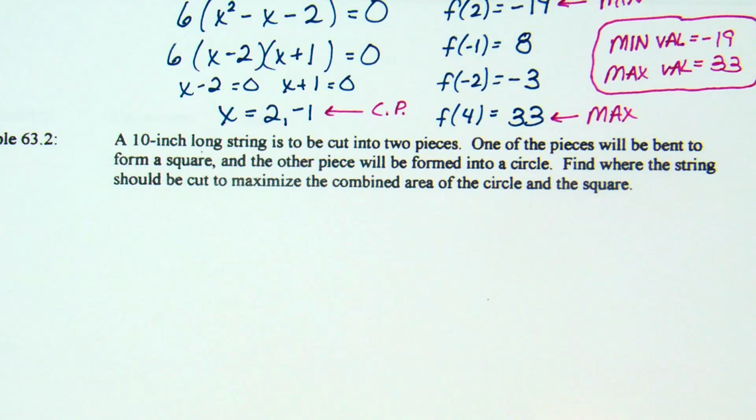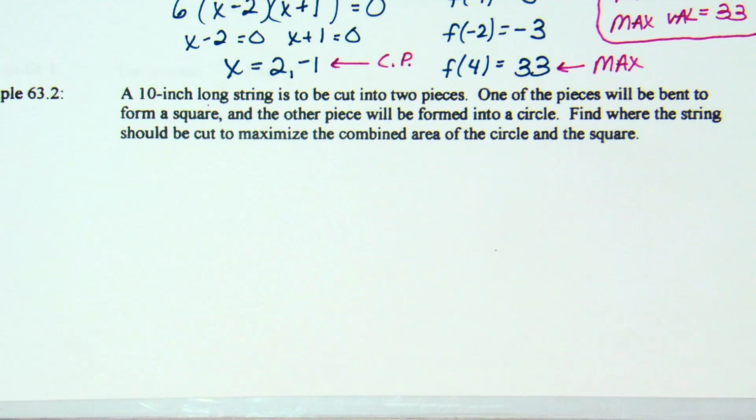A 10-inch long string is to be cut into 2 pieces. One of the pieces will be bent to form a square, the other piece will be formed into a circle. Find where the string should be cut to maximize the combined area of the circle and the square.